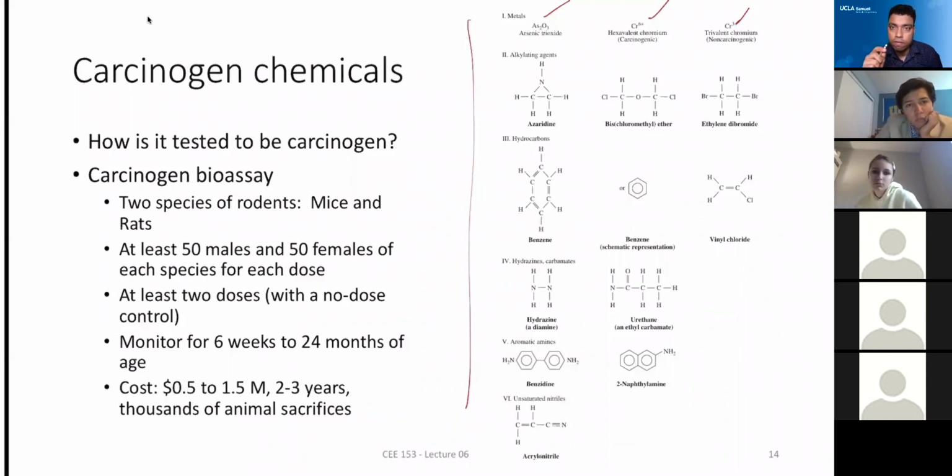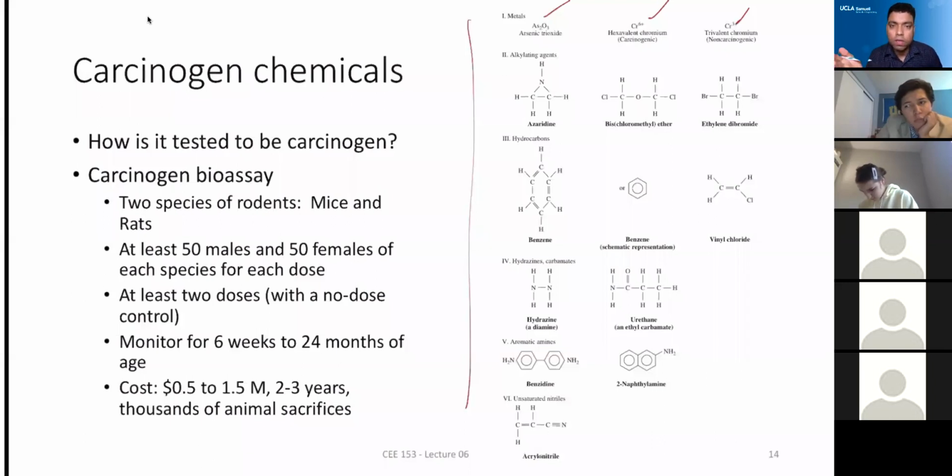So that means you determine the concentrations that you want to evaluate, and you administer the same amount of doses to 50 males and 50 females, and you keep doing the same thing as soon as you change the concentrations. They observe them for 6 weeks to 24 months. Usually the dose they give is very high, because if you give very small concentrations, you may not see that effect within 2 years.